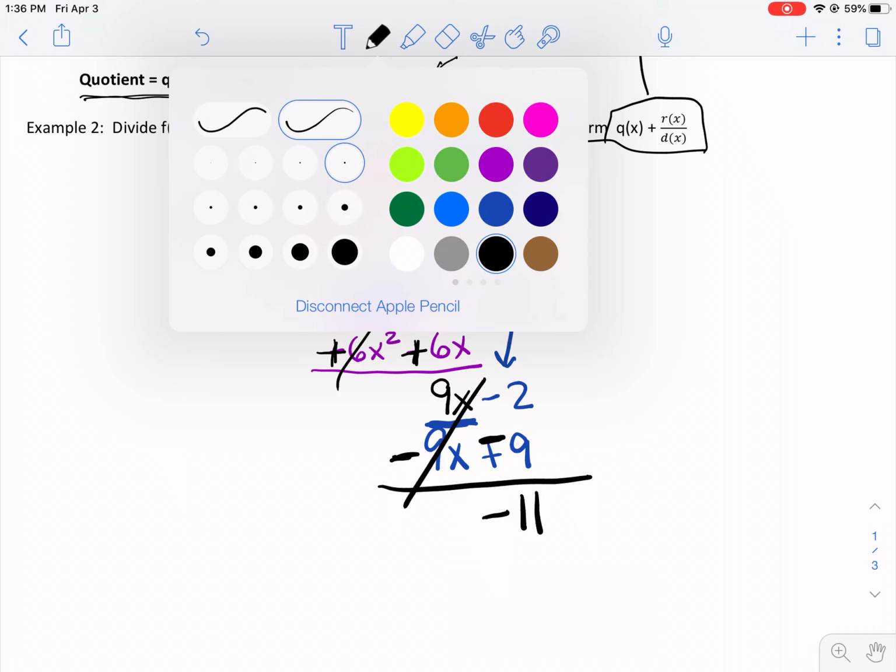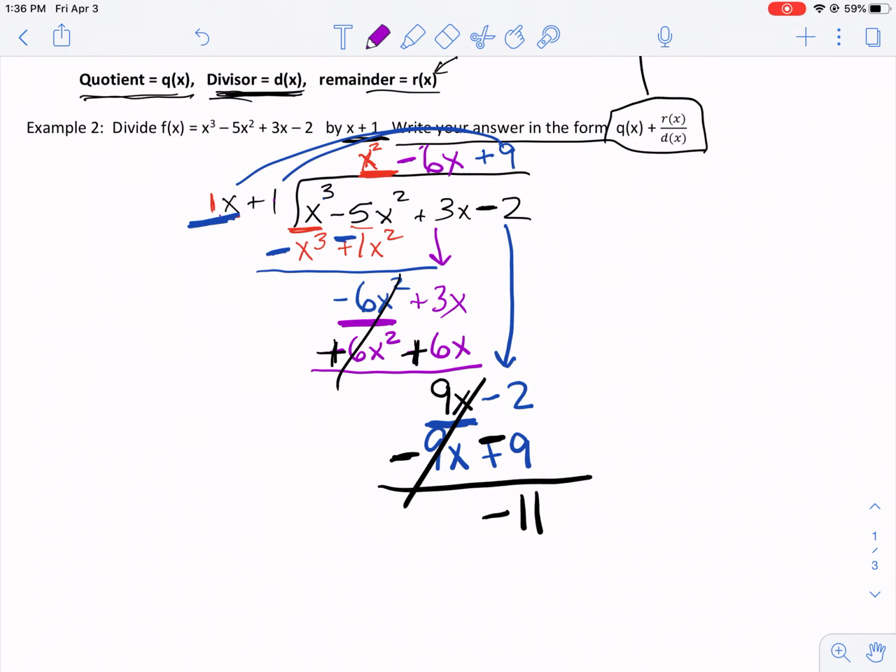So at this point, all we have left to do is write our answer in the format that they asked for, which is the quotient found on top, x squared minus 6x plus 9, plus the remainder, which is negative 11, over the divisor, which is what we were dividing by, x plus 1. That's the answer to our division problem. That should kind of look like some of those multiple choices on that first review assignment that we gave you when we were off.